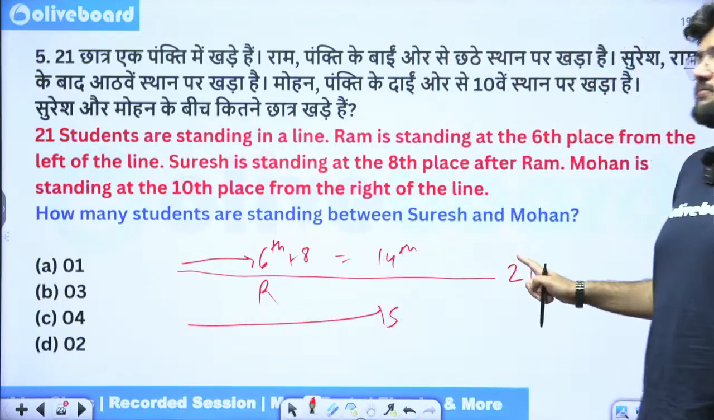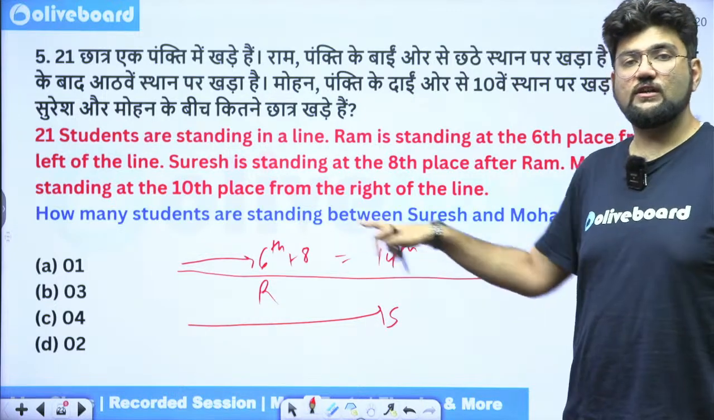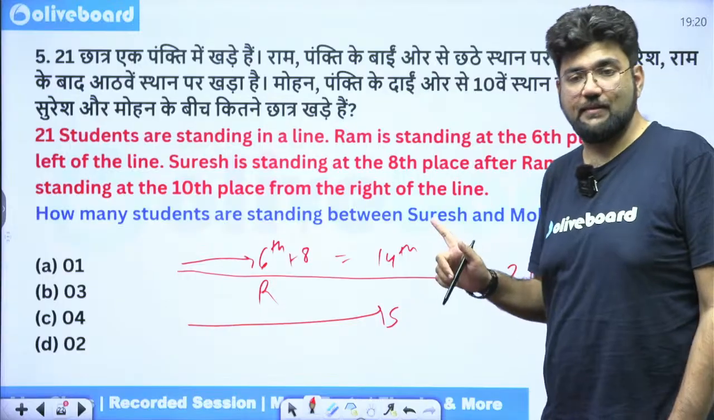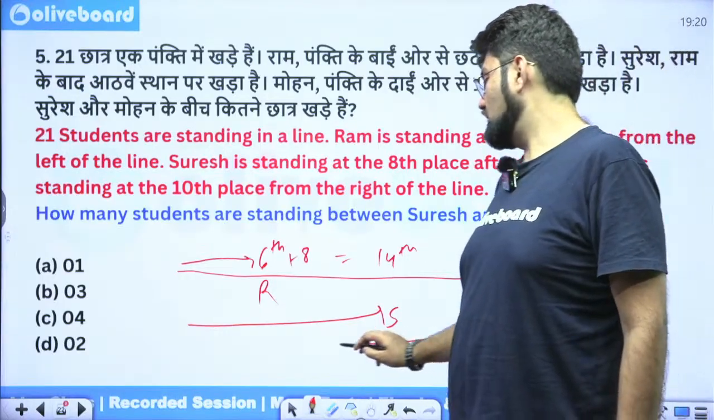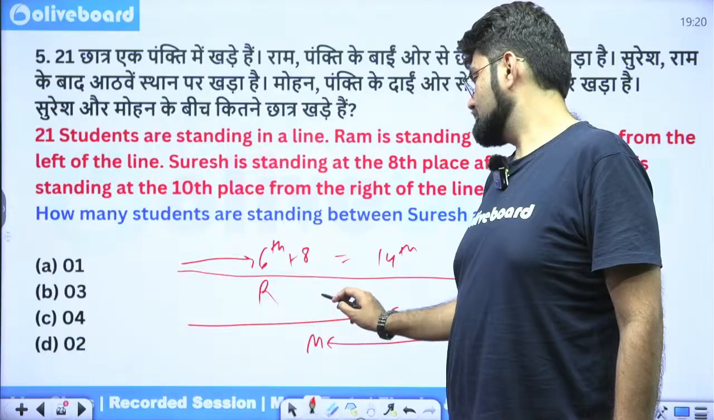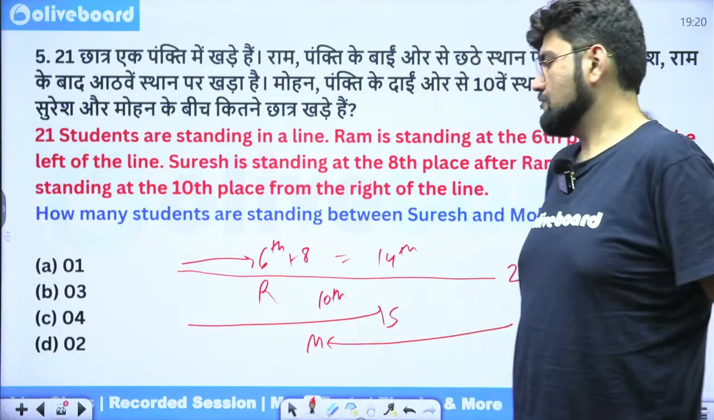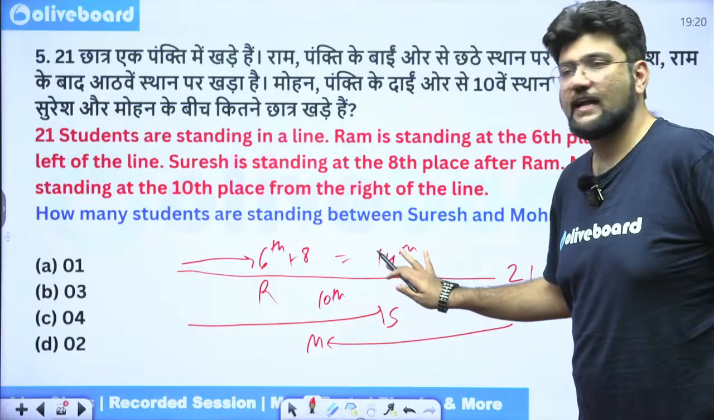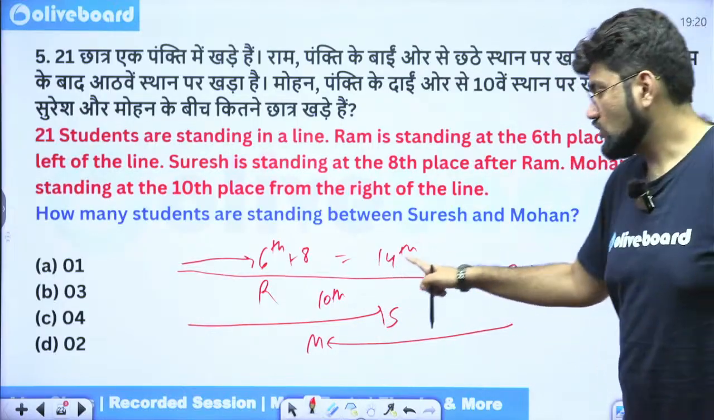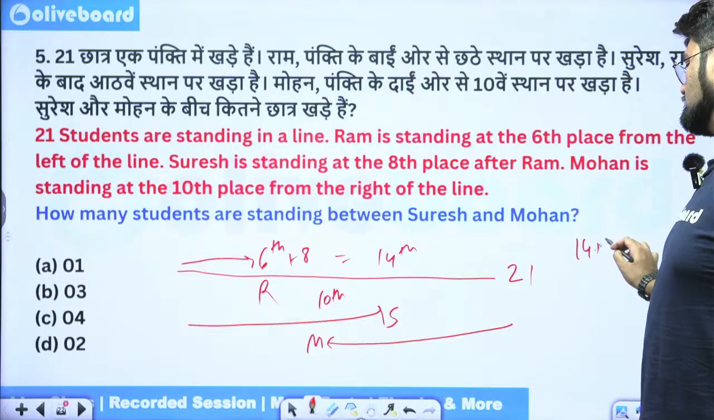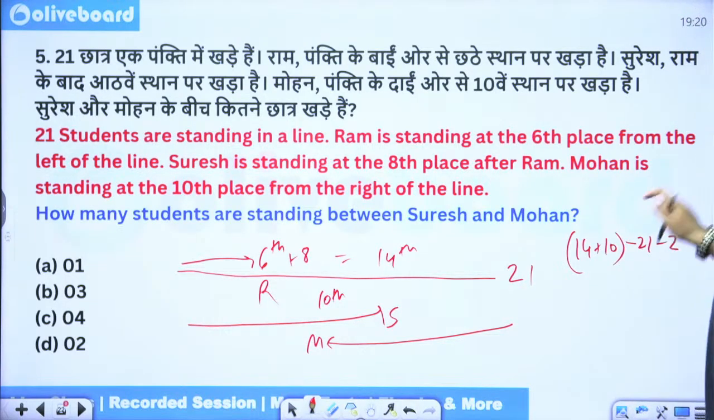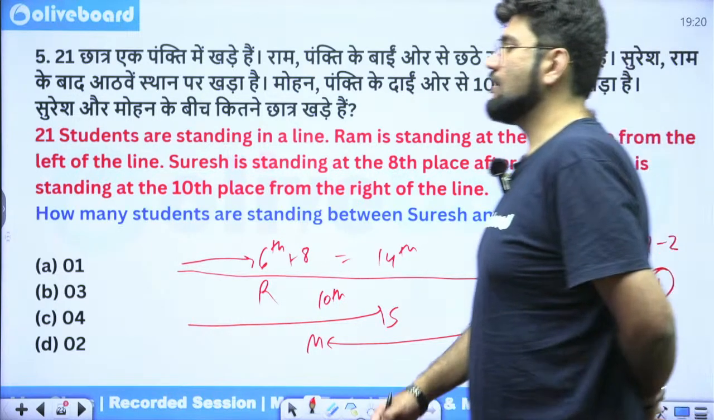Now Mohan is 10th from the right. So I have already taught you, 14 plus 10 is 24, which is more than 21. That means it's an overlap case, and Mohan is somewhere here. They are asking how many people are between Mohan and Suresh. So now we know the technique, the trick: 14 plus 10 minus total 21 is 24 minus 21, which is 3, minus 2 gives 1. Exactly right. Only one person is sitting between.